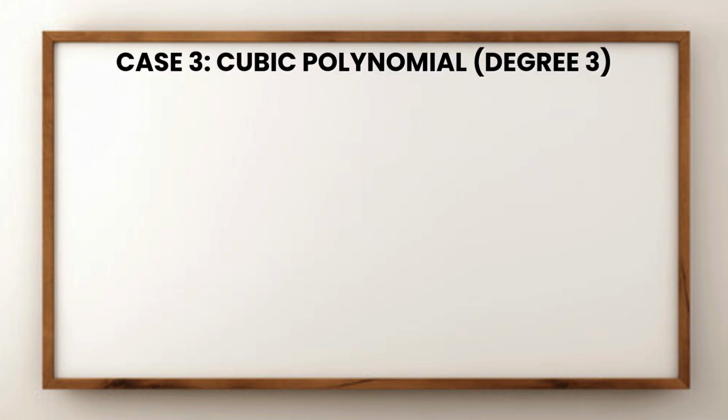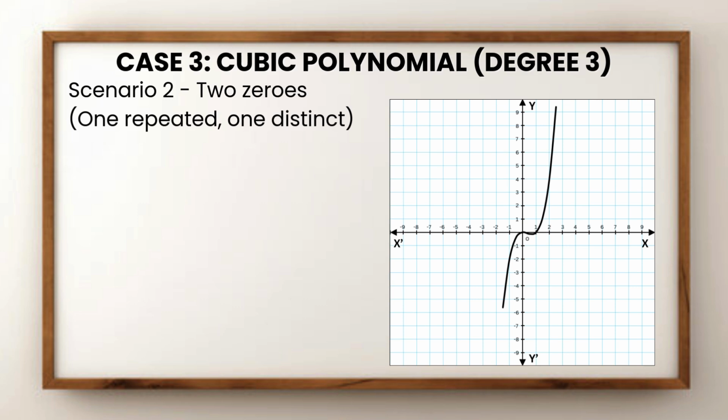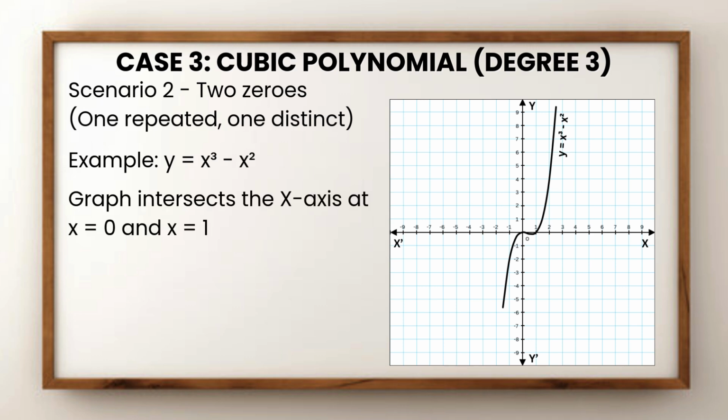If a cubic polynomial has one repeated 0 and one distinct 0, the graph will touch the x-axis at one point and cross it at another. For example, the graph of y equal to x cube minus x square touches the x-axis at x equal to 0 and crosses at x equal to 1.